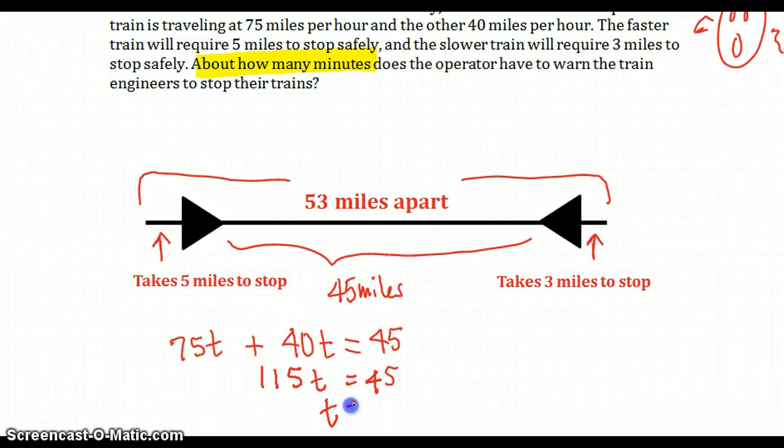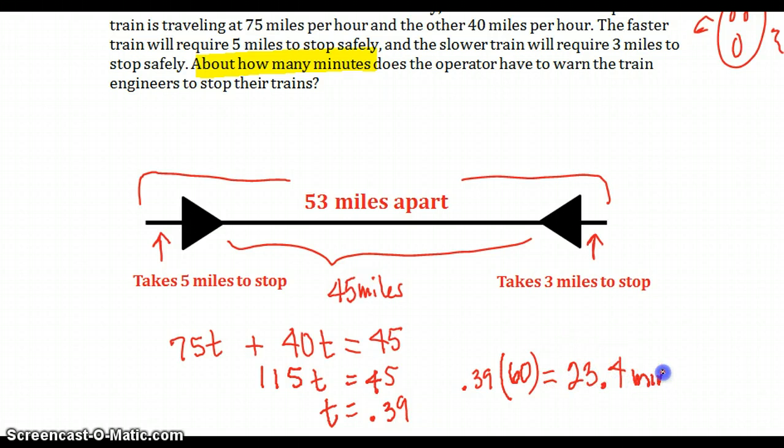And again, we get a decimal. And it's 0.39. And we were doing miles per hour, so we have to now convert 0.39 into minutes because we were looking for how many minutes. So in an hour, there's 60 minutes, and we need 0.39 of an hour. So we need about 23.4 minutes in order for the trains to be able to safely stop.